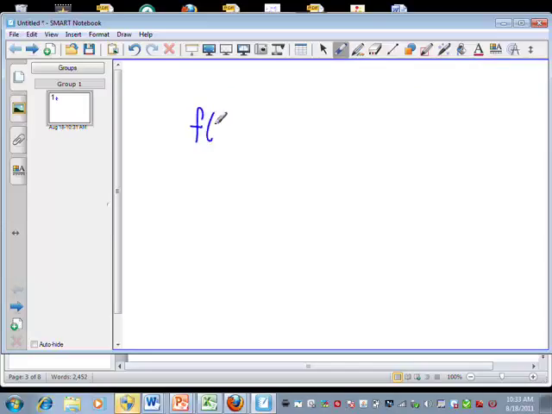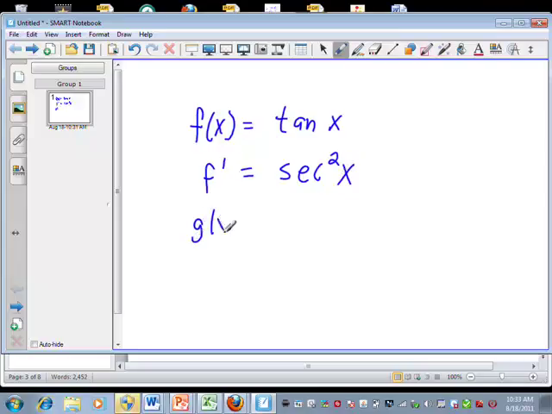Review. f of x equals the tangent of x. Please. f prime. Secant squared. All right, now let me say, who didn't know that? Who forgot that? Okay. Cosine. I knew it was something squared x. g of x is equal to e to the x. g prime of x is e to the x. Okay, very good.